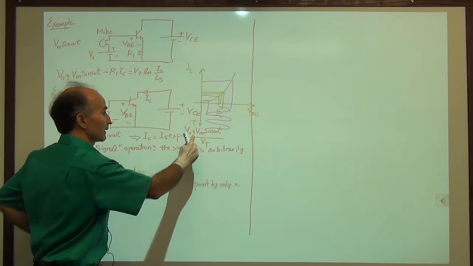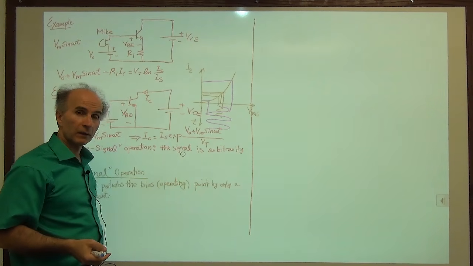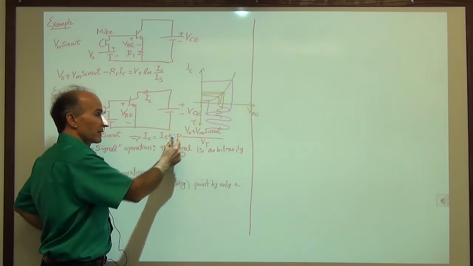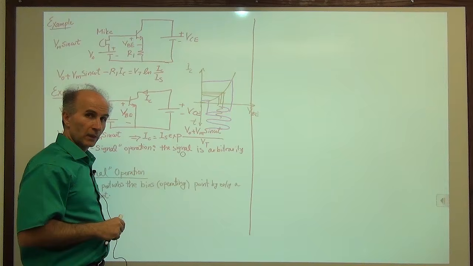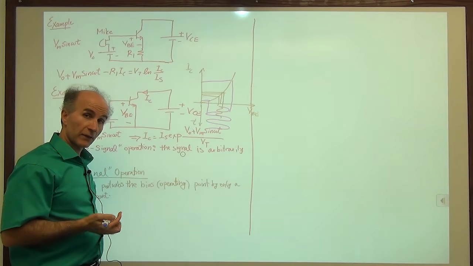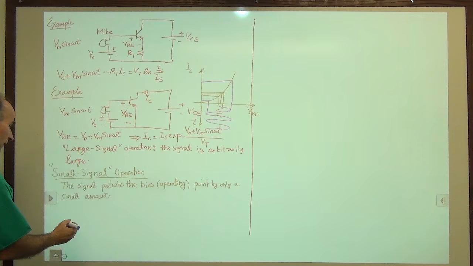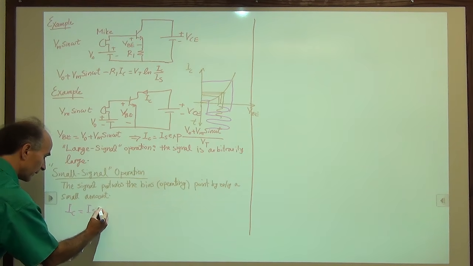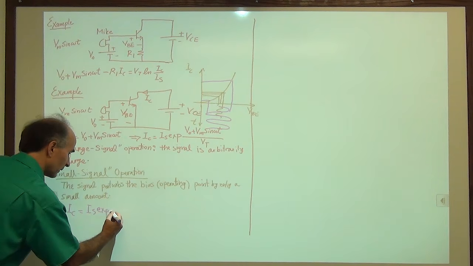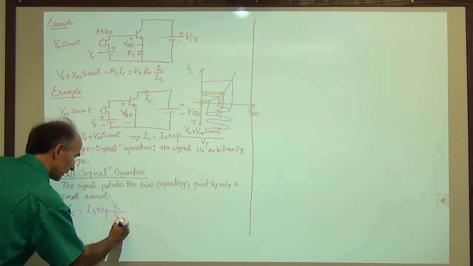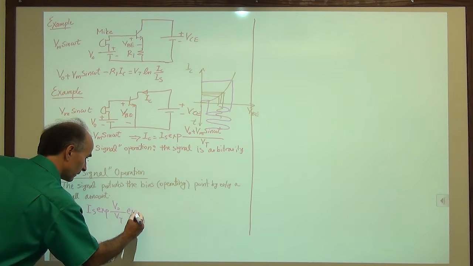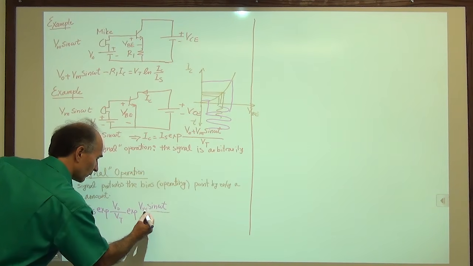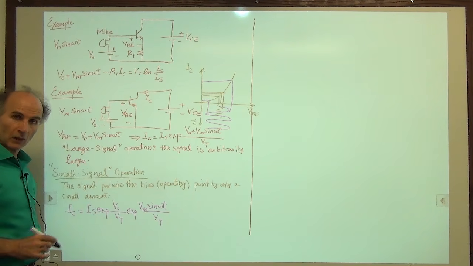And that means that I would like this term to be small. Now, does it mean that this term should be small compared to V0? No. It's actually more constrained than that. So let me write that here and see what we get. So IC is equal to IS exp of V0 over Vt exp of Vm sine of omega t over Vt. I just separated them.